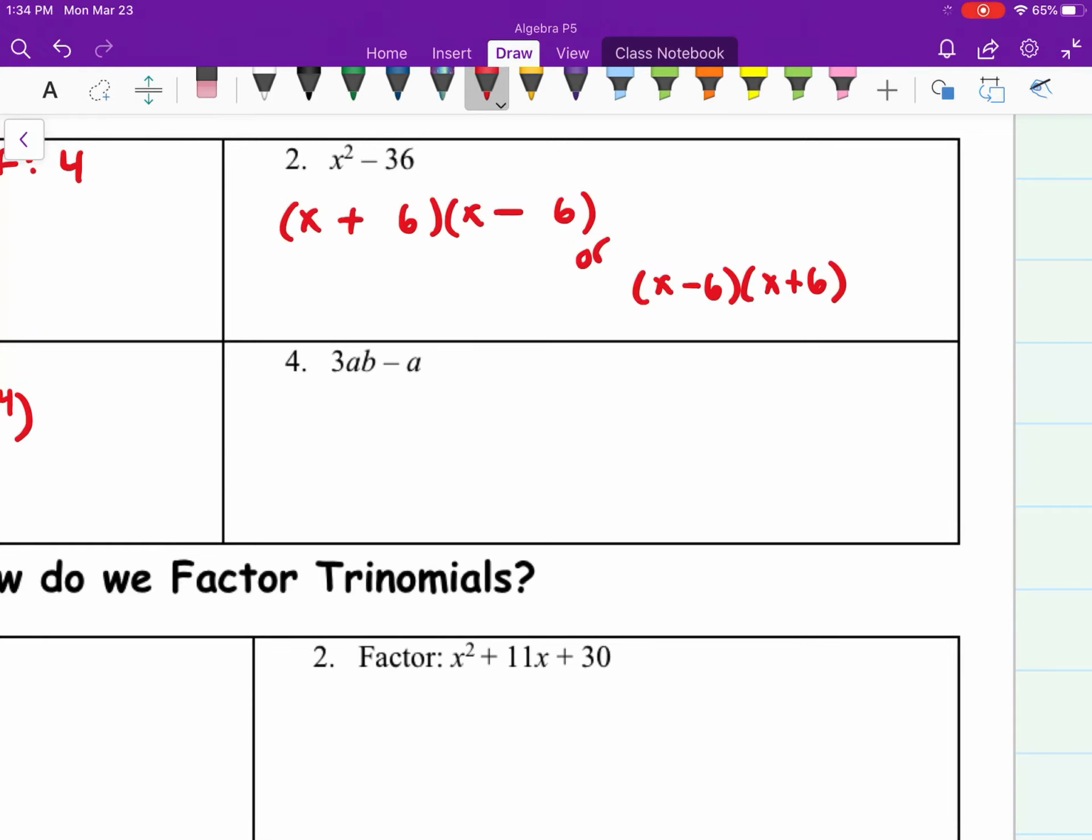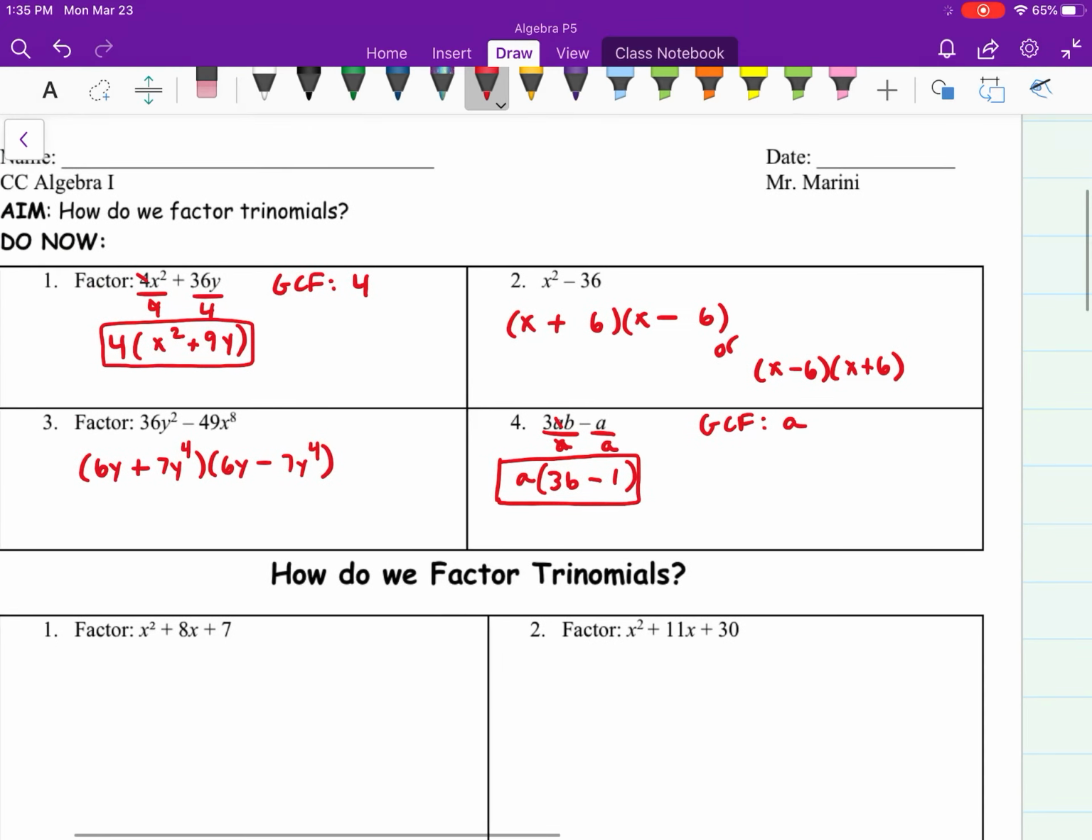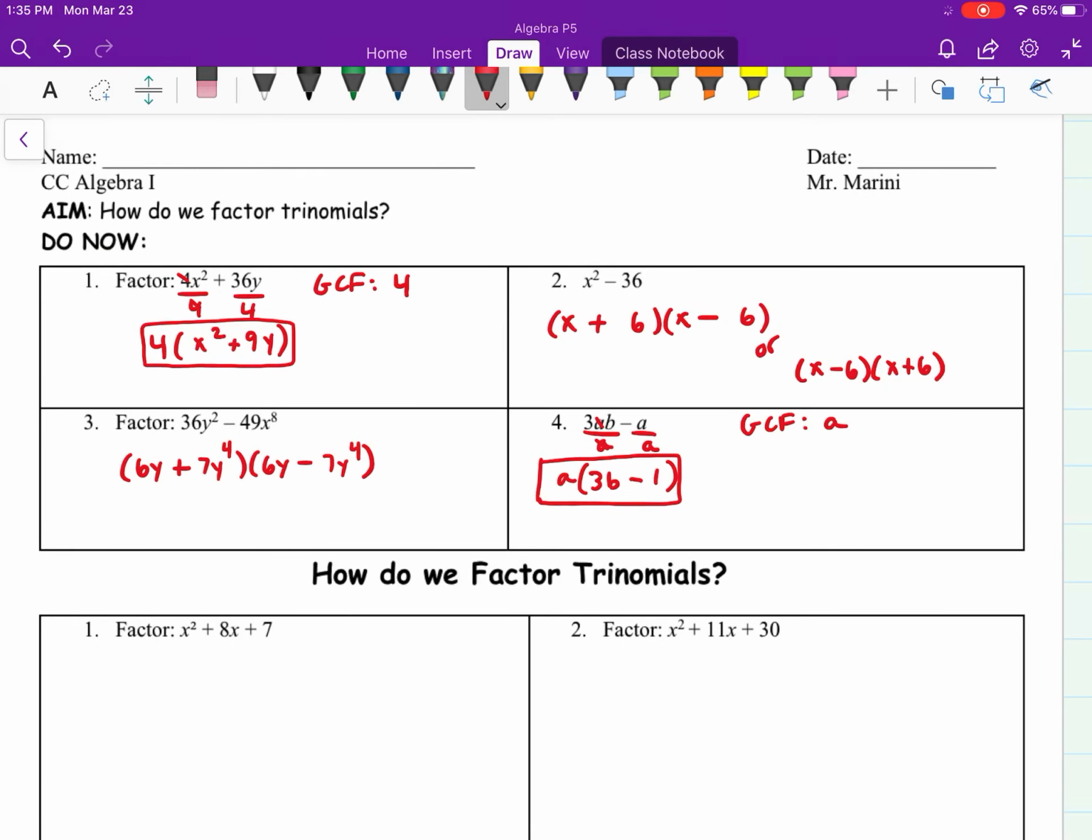Moving here to number 4, before we start the new method, 3ab minus a. If you're looking at that and noticing that they both have a in common, that's great. That means we're going to use the GCF method. And a is the only thing they have in common, so divide both of them by a. 3ab divided by a, the a's will cancel out, leaving you with 3b, minus a divided by a is 1. Put that in parentheses and put the GCF in front. So that is a summary of the two methods of factoring that we've done so far.